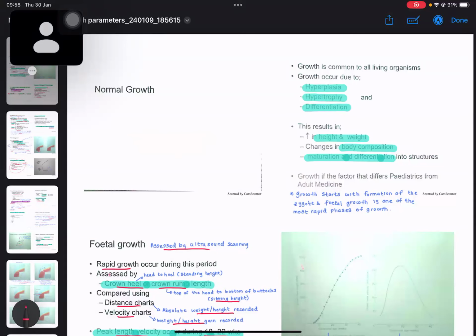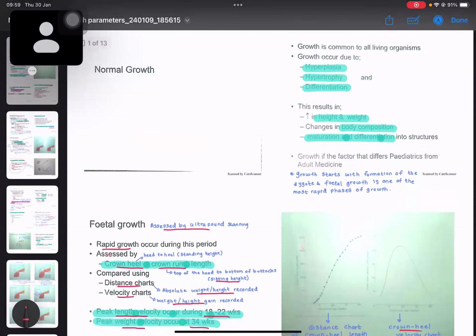Growth is common to all living beings. Growth occurs with hyperplasia, hypertrophy, and differentiation. It results in increased height and weight, body composition changes, and maturation of all structures in human beings. One of the factors that differentiates pediatrics from adult medicine is growth, because growth actually starts from the zygote. The zygote and fetal growth phase is one of the most rapid phases of growth in human beings.